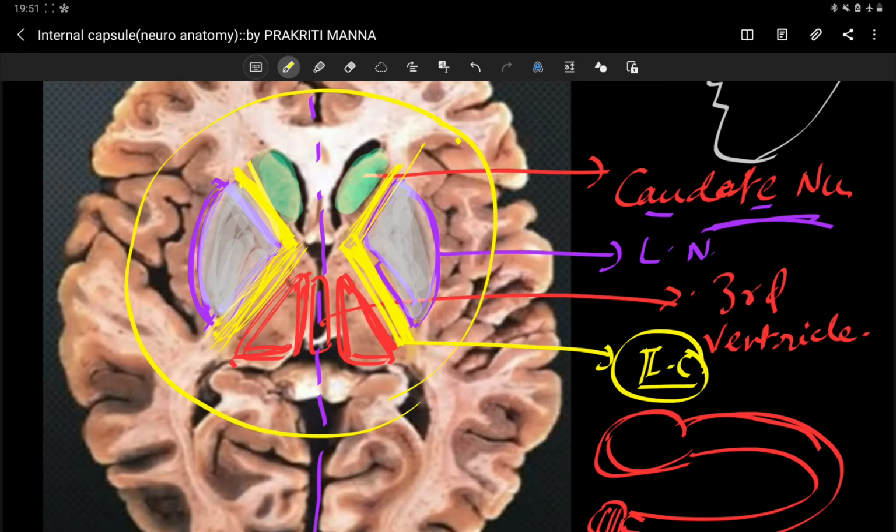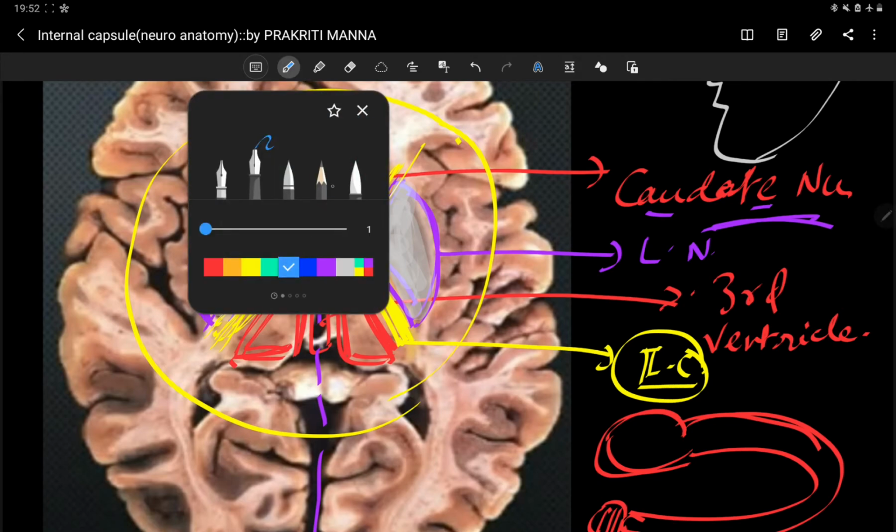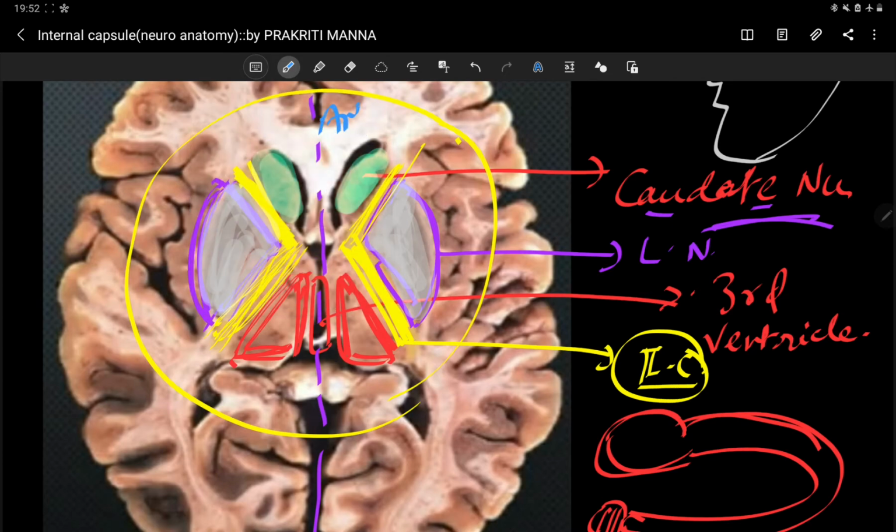All right. Anterior to the internal capsule, you can see the caudate nucleus. Posterior to the internal capsule, you can see the thalamus. Now lateral to the internal capsule, you can see what? The lentiform nucleus. Memorize it like that: L for lateral, and L for lentiform. So this is the position of your internal capsule.